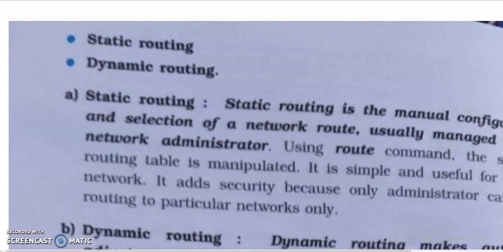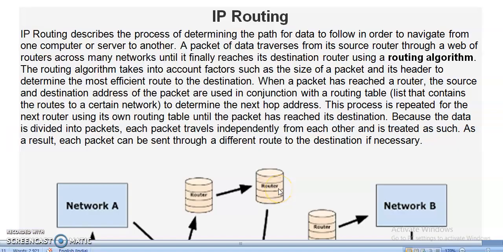Let us understand this IP routing through one of our notes. Here it says IP routing describes the process of determining the path for data to follow in order to navigate from one computer or server to another. A packet of data transfers from its source router through a web of routers across many networks until it finally reaches its destination router using a routing algorithm. The routing algorithm takes into account factors such as the size of a packet and its header to determine the most efficient route to the destination.